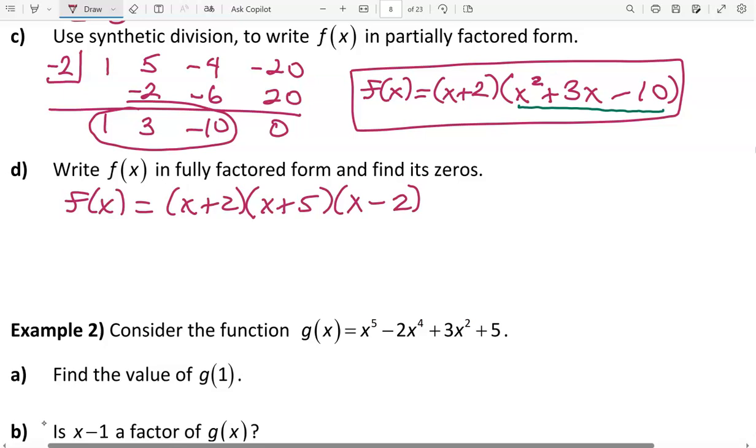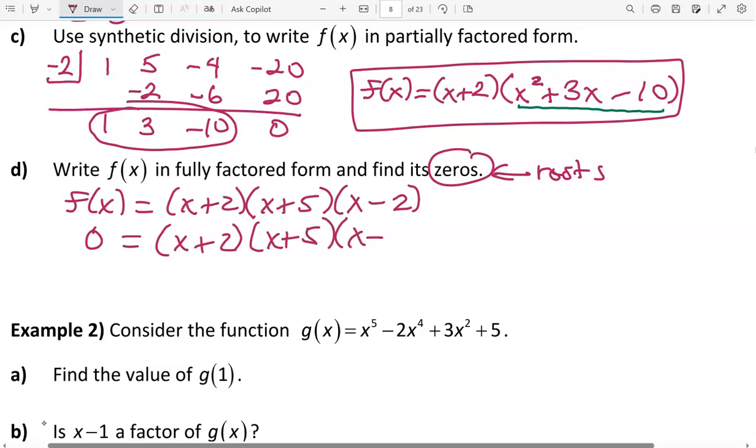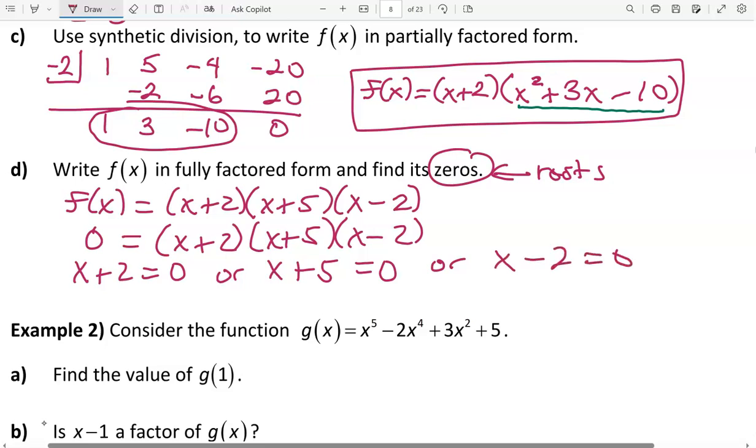And so when we're asked to find its zeros, we can also say find its roots. That is, find the solutions to the equation where f of x is equal to 0. So that would be where x plus 2 is equal to 0, or where x plus 5 is equal to 0, or when x minus 2 is equal to 0. So its zeros are negative 2, negative 5, and positive 2.